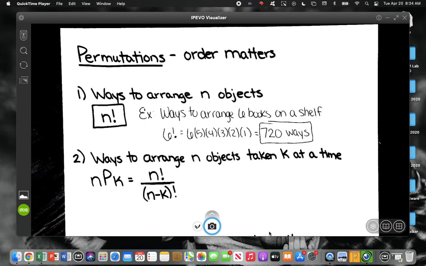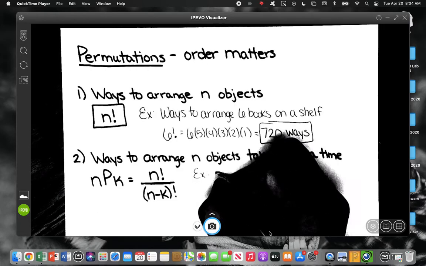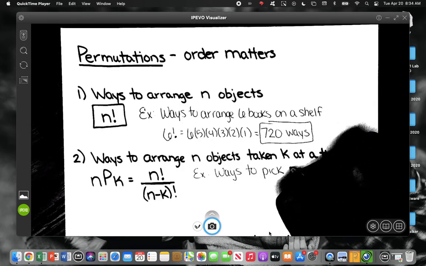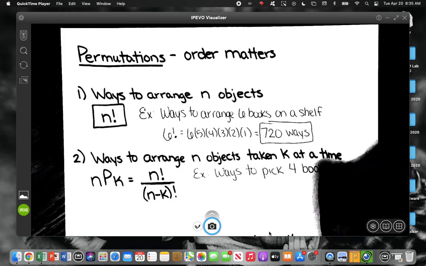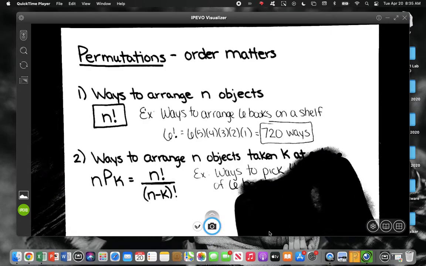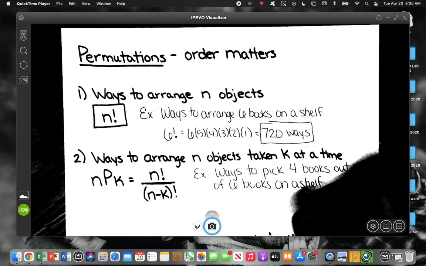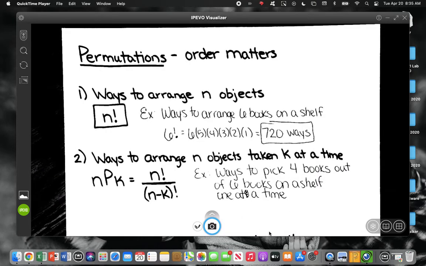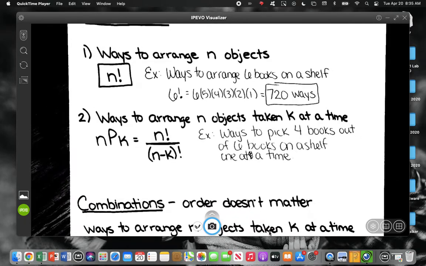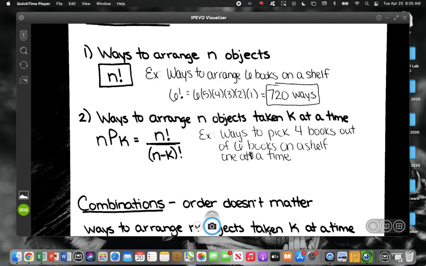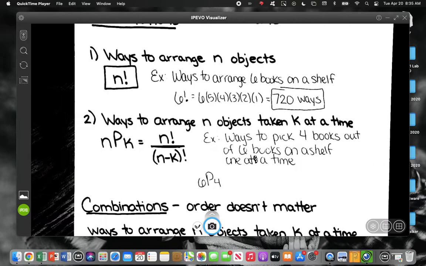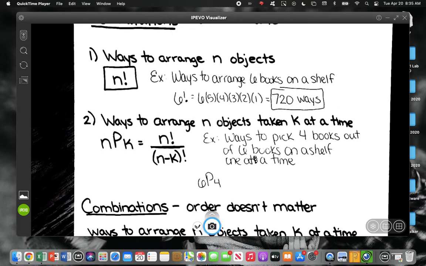Now, if you're taking a certain group out of them, an example here would be how many ways to pick 4 books out of 6 books on a shelf, and we're going to pick one at a time. On this one, seeing the words one at a time should be the red flag that order matters. So we are picking one at a time. In this case, our total number is 6, but we're doing a permutation and picking 4, so order does matter.